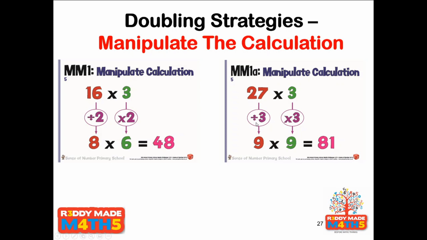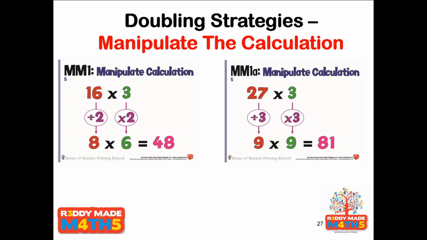27 divided by 3, 3 times 3. 27 divided by 3 is 9, 3 times 3 is 9. The equivalent calculation, we've manipulated it to make it much easier. 9 times 9 equals 81. And that's where this strategy does get really interesting. We can divide or multiply by any different number, and we will end up with the same product.